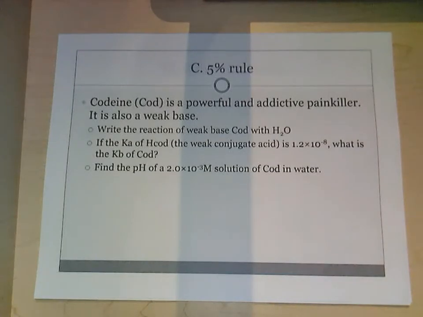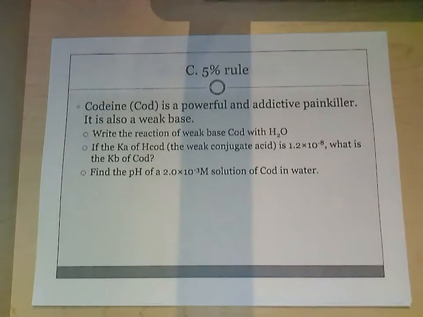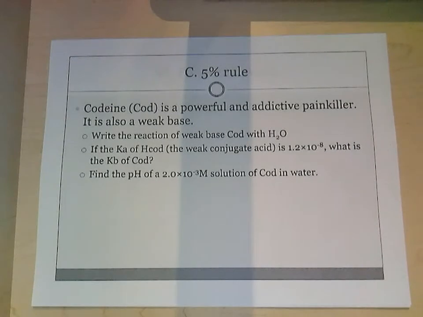Codeine is a powerful and addictive painkiller that also happens to be a weak base. So we have a few parts to this problem. I want us to be able to write out the equation of the weak base codeine reacting with water and predict the products. If I know the acid equilibrium constant of the acid form of codeine, how would I figure out the base equilibrium constant? And then we'll actually figure out the pH of a solution of codeine.